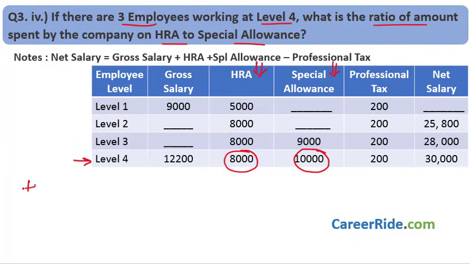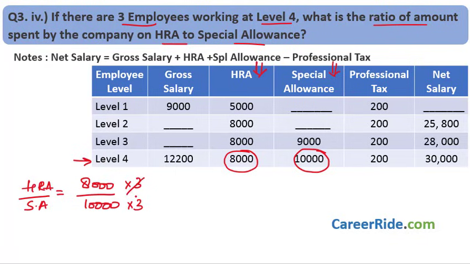Okay. So HRA upon special allowance. This is equal to 8,000 upon 10,000. This is what is given to me in the question already. But the question also tells me that there are 3 employees working at level 4, and I have to find out the ratio, taking into consideration that I am talking about all the 3 employees. So what would happen if I have to talk about the special allowance for 3 people? Then 10,000 into 3, and this HRA for 3 people, it means into 3, right?